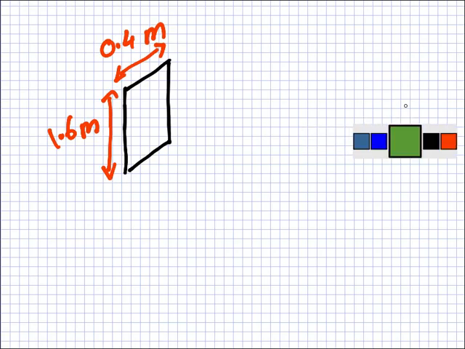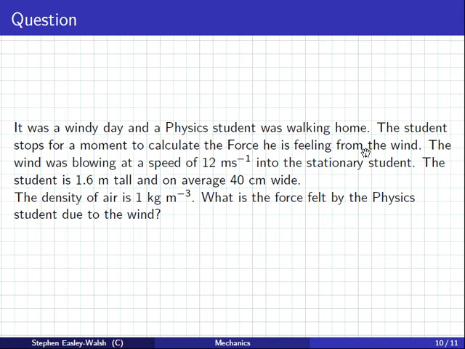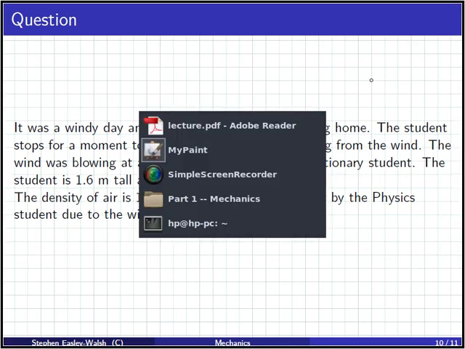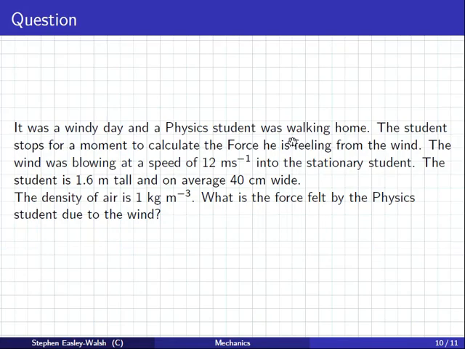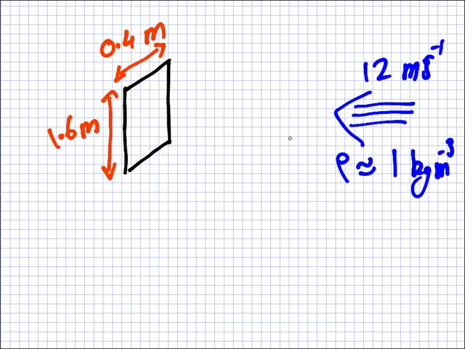You have a wind blowing here, and the wind blows at 12 meters per second. And the density of the wind is roughly 1 kilogram per meter cubed. And that's all the info. And that's enough to calculate the force from the wind. Let's look at it.